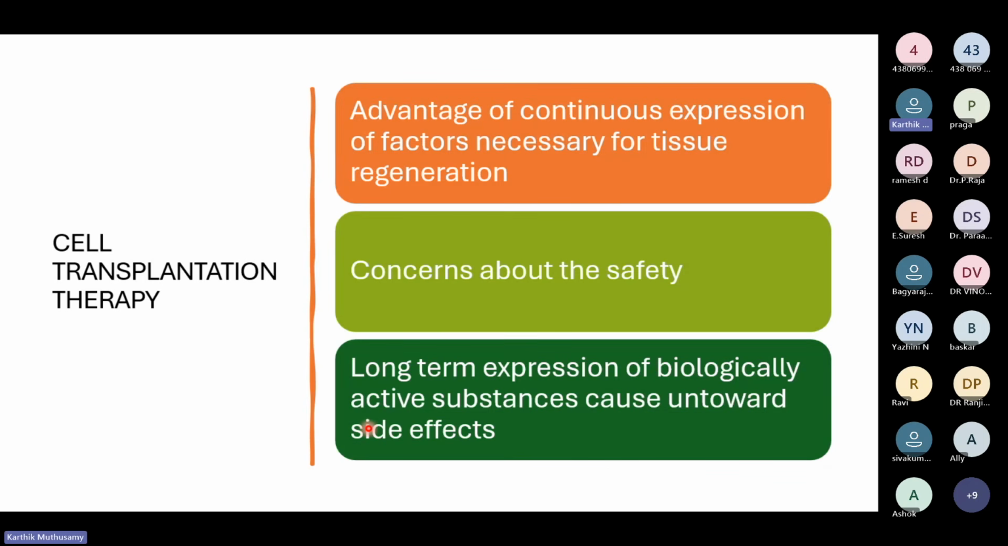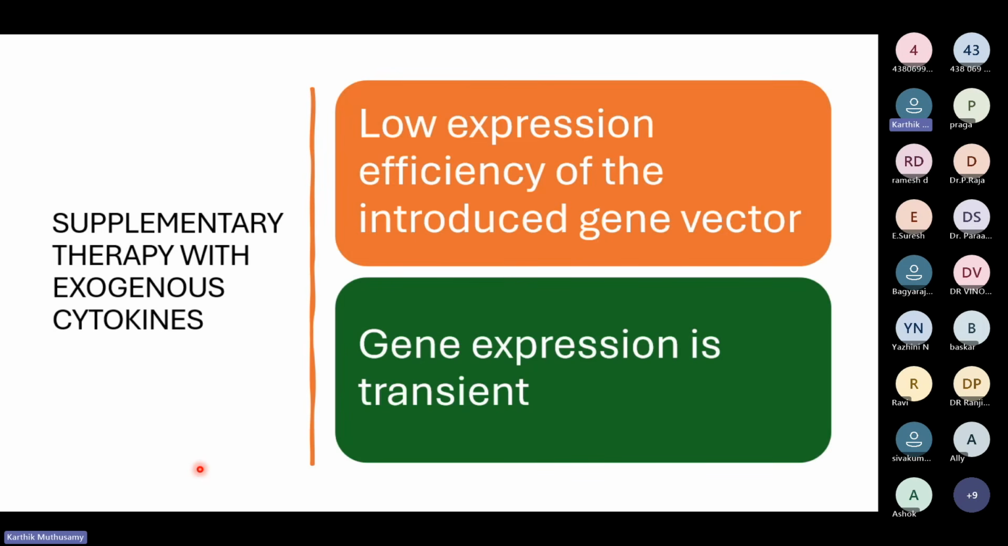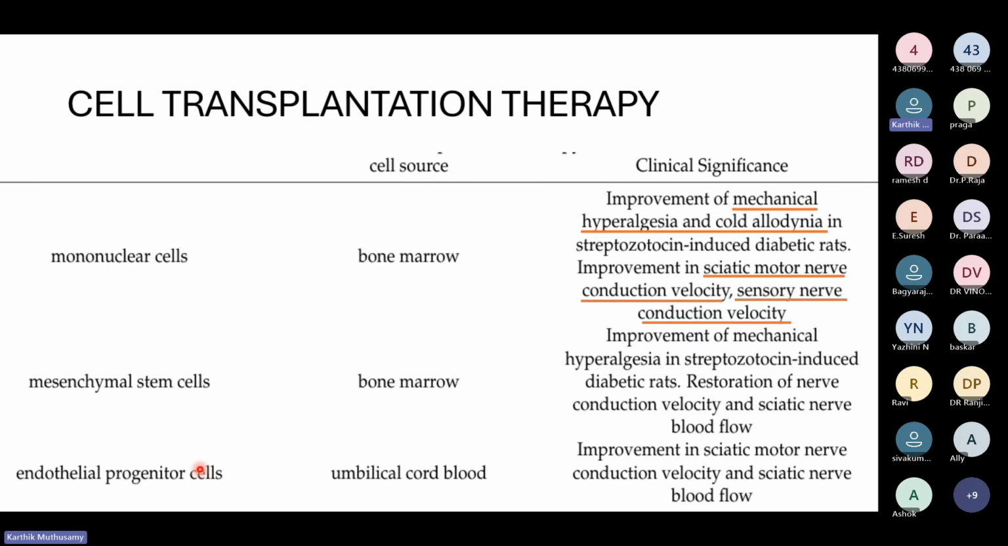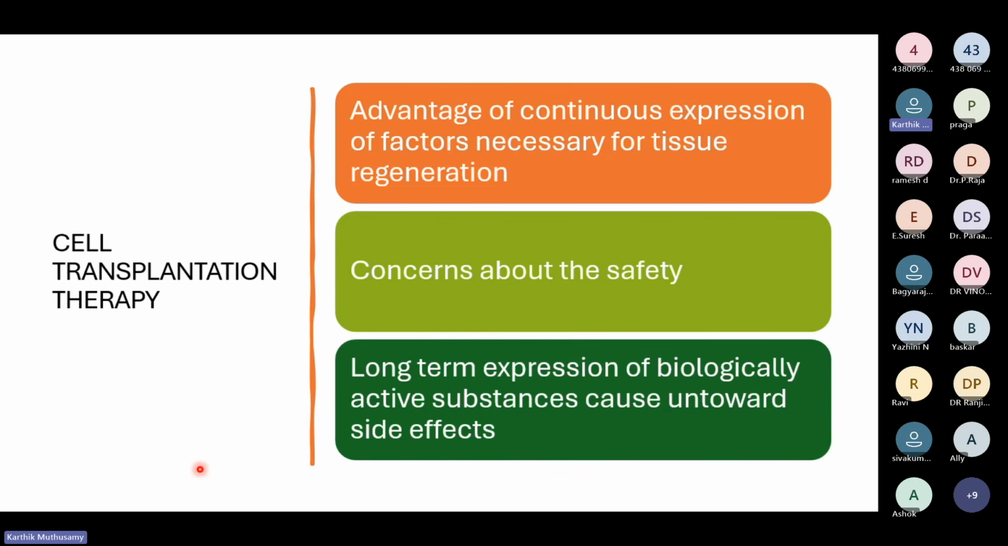The advantage of cell transplantation therapy is that it has continuous expression of the factors necessary for tissue regeneration. In comparing to the exogenous cytokine supplementation, exogenous cytokine supplementation has low expression efficiency, whereas cell transplantation therapy has a continuous expression of factors. That is the advantage. But there are a few concerns about the safety of the cells that are being used for transplantation. The quality and safety of the cells are under question. And the long-term expression of the biologically active substance like these cells can cause untoward side effects like tumorigenesis.